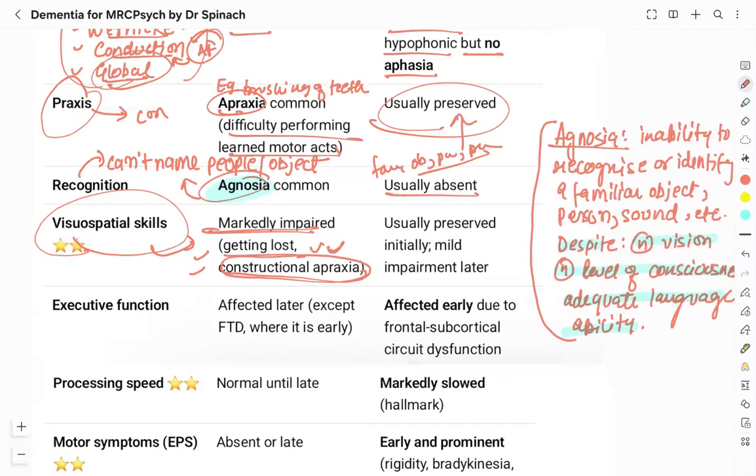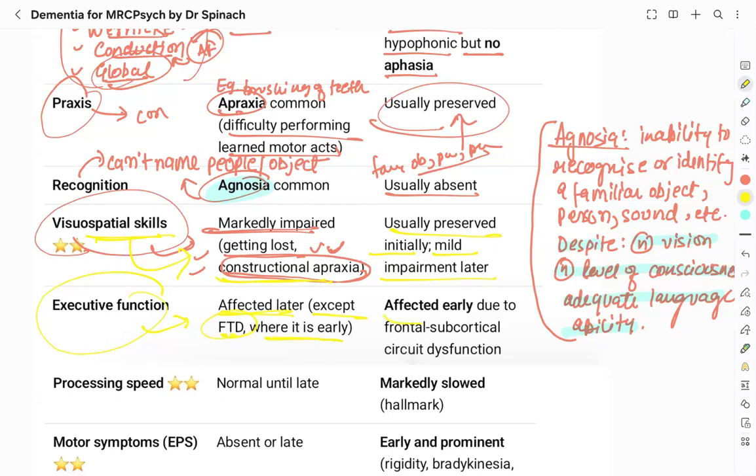You're right. Next up, we have visuospatial skills. They will get lost. Constructional apraxia will be seen, but here it is usually preserved initially, and mild impairment later can be seen. Now, executive functions. They say this is affected later, except in FTD, where it is early. I am very not satisfied with this.